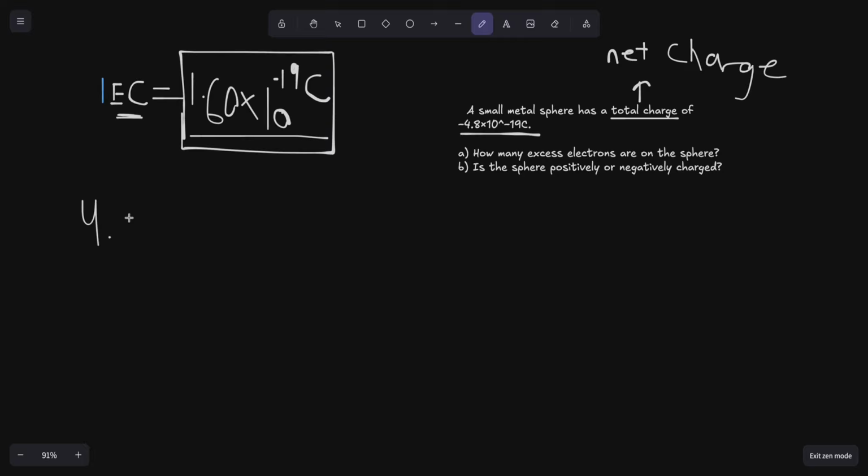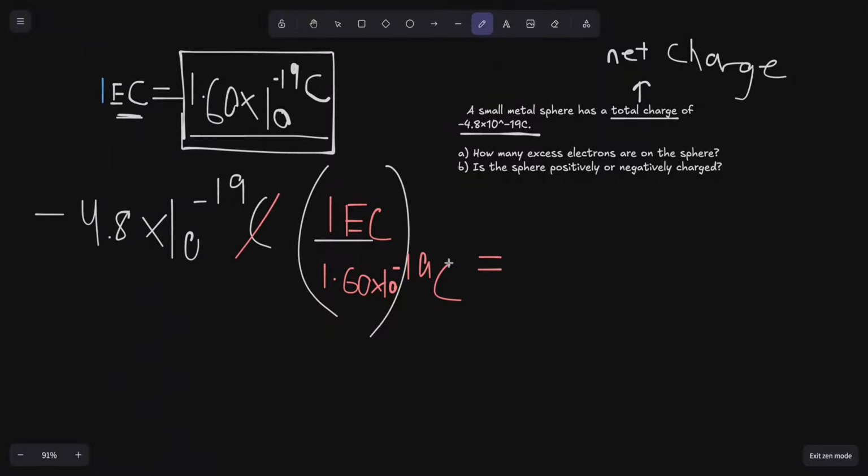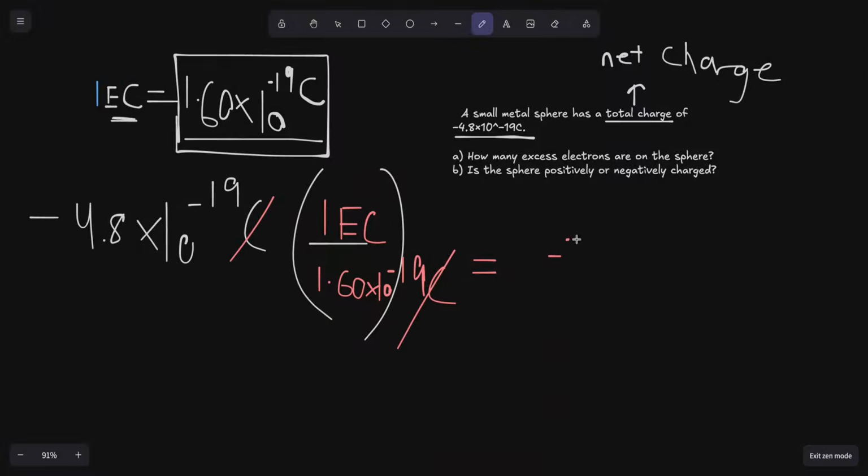Well, I know that my charge right over here is negative 4.8 times 10 to the negative 19th coulombs. And I know that one elementary charge is equal to 1.6 times 10 to the negative 19th coulombs. Notice how the coulombs cancel out. I'm just converting from coulombs back to elementary charges. You're going to get negative 3.